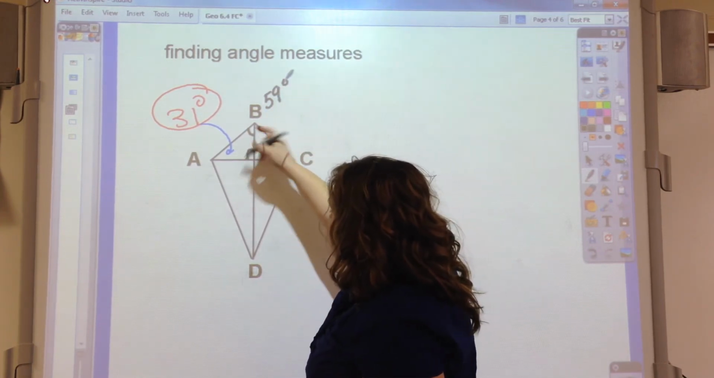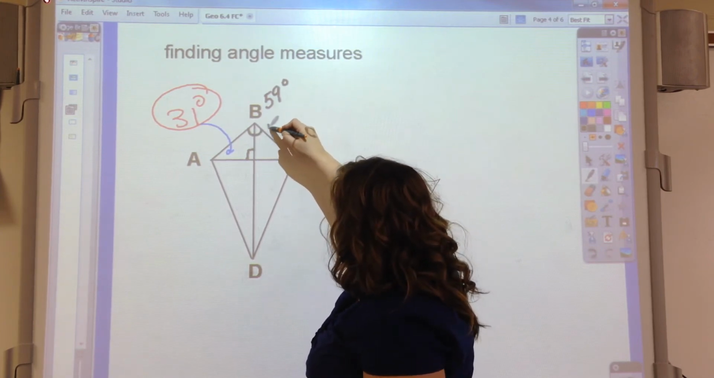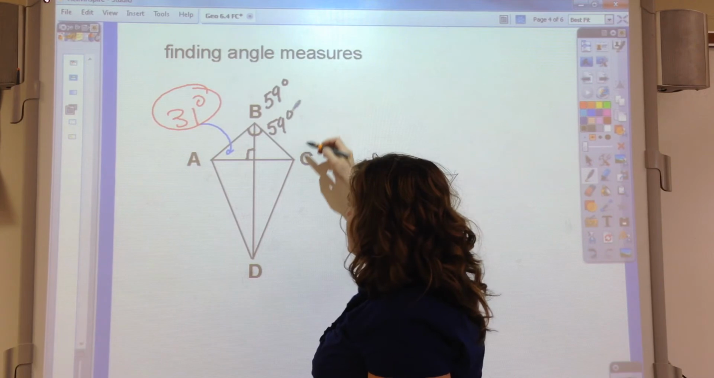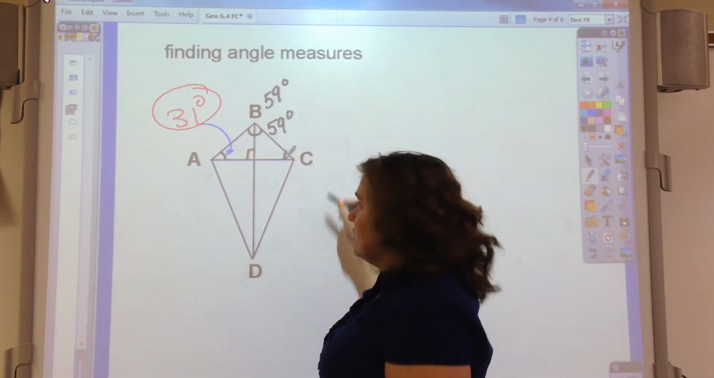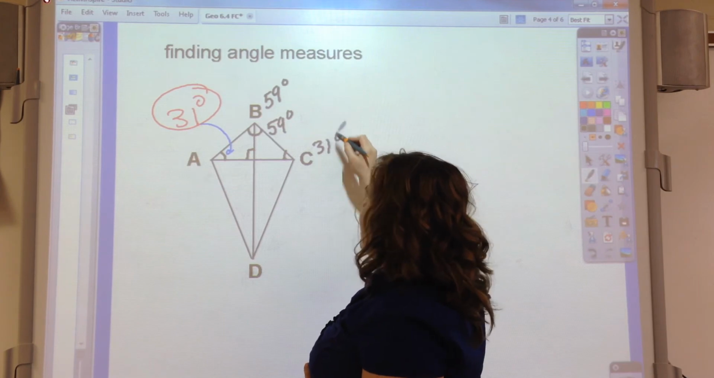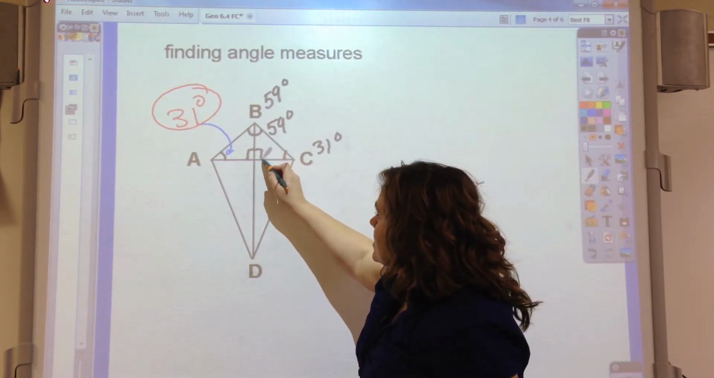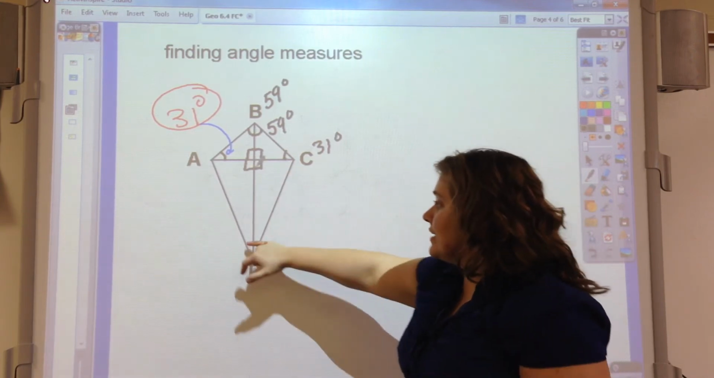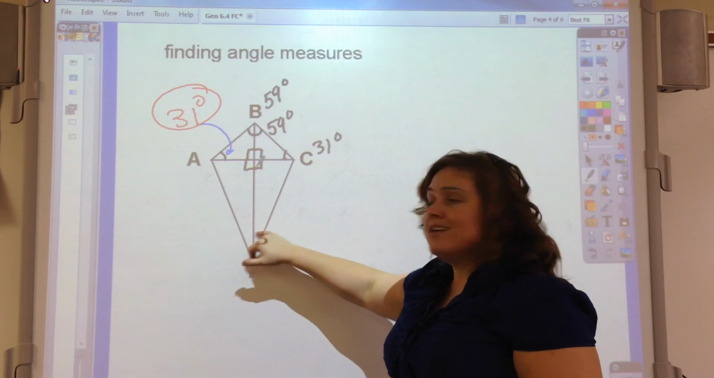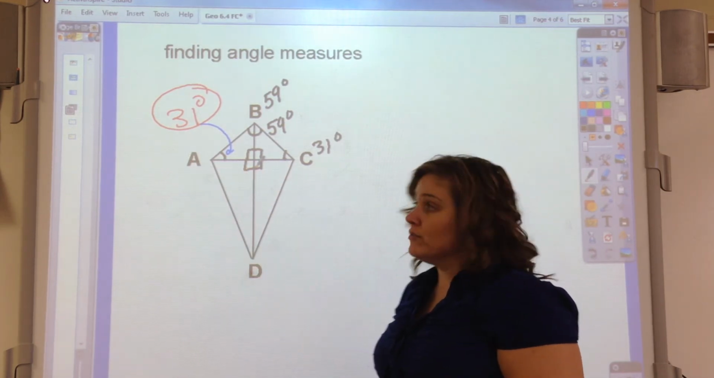Then if this angle is 59, what does this angle have to be? Hopefully you'll agree it's also 59 degrees. And if I know that this angle is 31, what does this angle have to be? Hopefully you'll agree that it also has to be 31 degrees. And we know that all of these angles right here are right angles. At this point, I don't know enough information to say anything about these angles, so I don't know these angles.